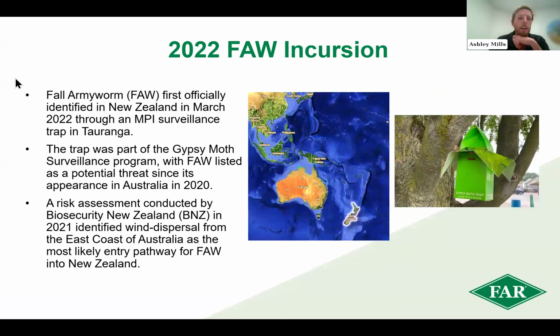So this first slide here: fall armyworm was officially detected in New Zealand in March 2022. It was ironically found on a gypsy moth trap, following its arrival from Australia, over 1,000 kilometres across the Tasman Sea. Found in that trap, we then found it widespread across the North Island.